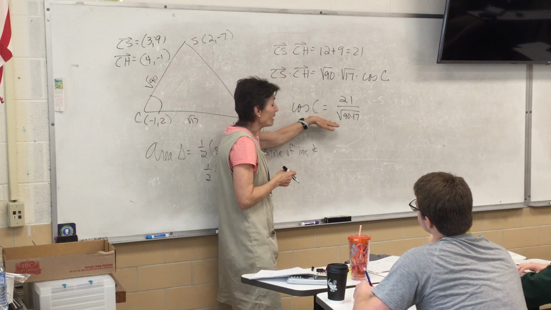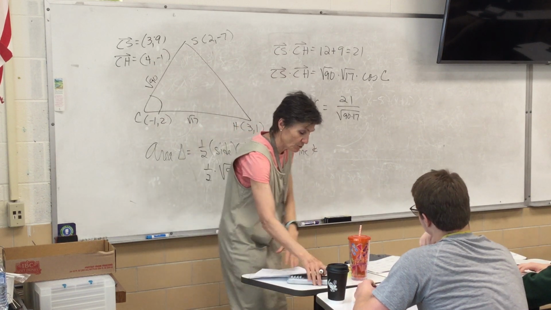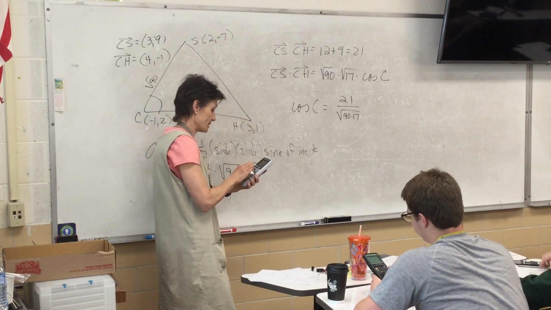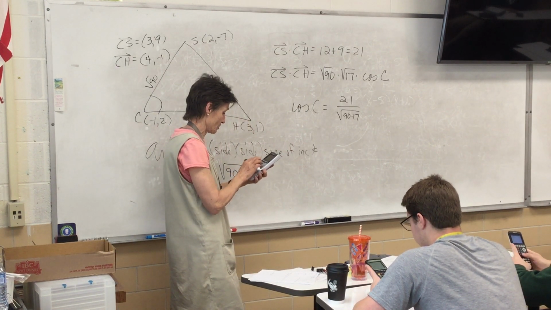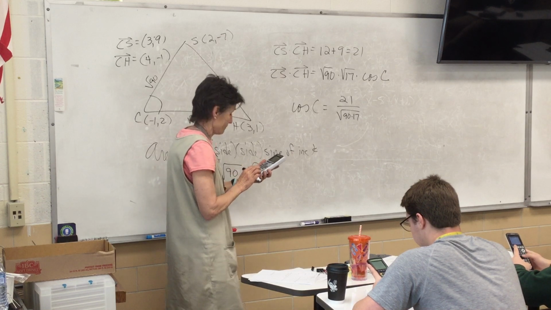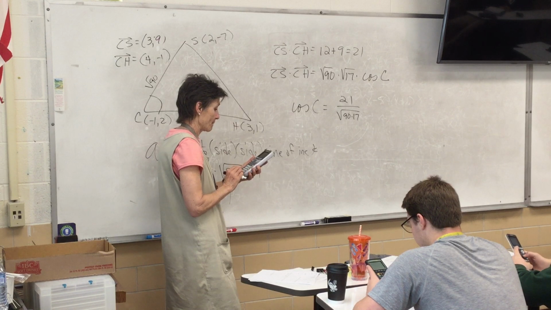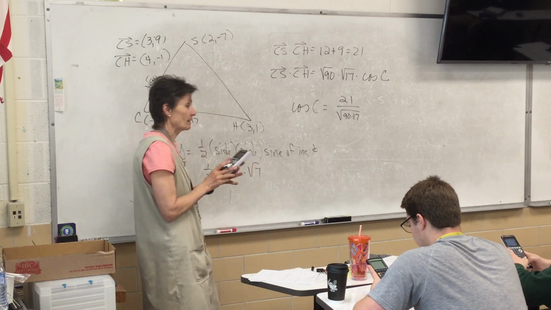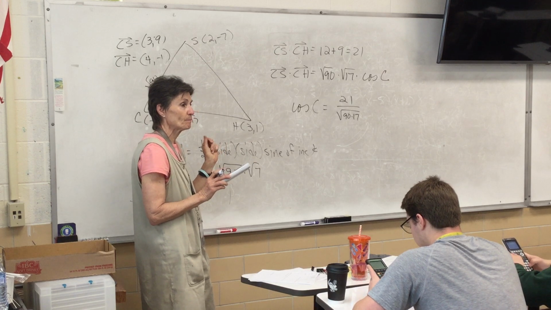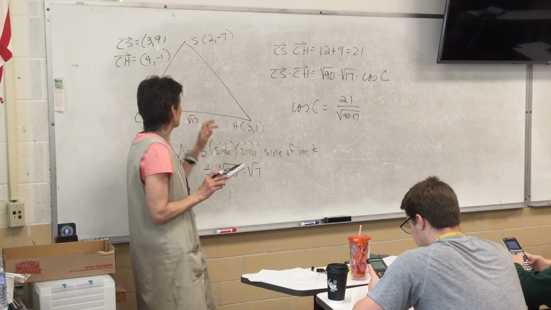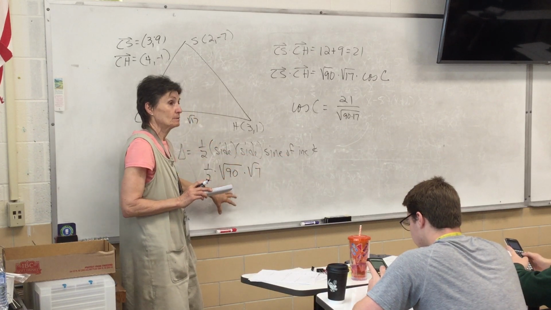Now, on my calculator, can I find the angle? Okay, so let's just go ahead and do that. So inverse cosine of 21 divided by the square root of 90 times 17. Now let's not round it off or anything. Did you get 57 point something? Now that's this angle.